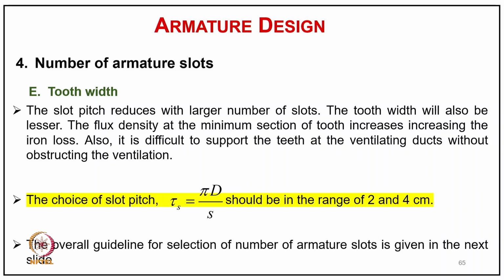Now coming to tooth pitch and tooth width. The slot pitch reduces with a large number of slots, so slot width will also be lesser. The flux density at the minimum section of the tooth increases, which increases the iron losses. Also, it is difficult to support the teeth at the ventilating duct without obstructing the ventilation. The slot pitch is tau equal to pi D upon S and should be in the range between 2 and 4 centimeters. The overall guideline for the selection of the number of armature slots is given in the next slide.